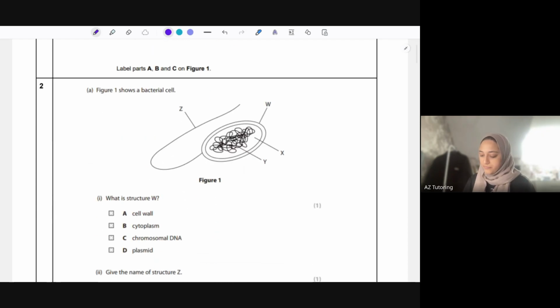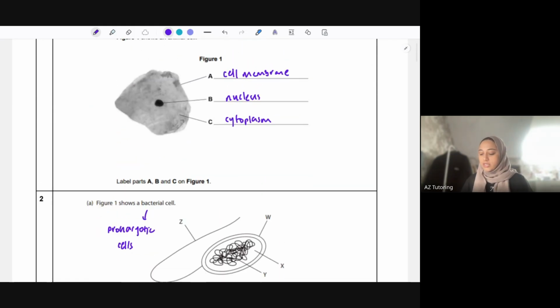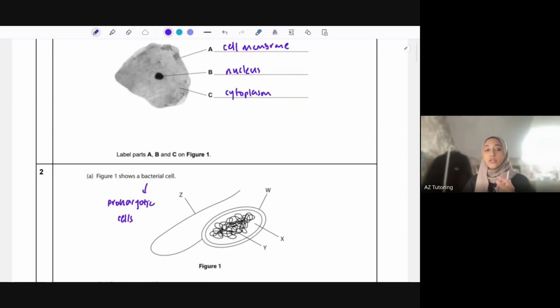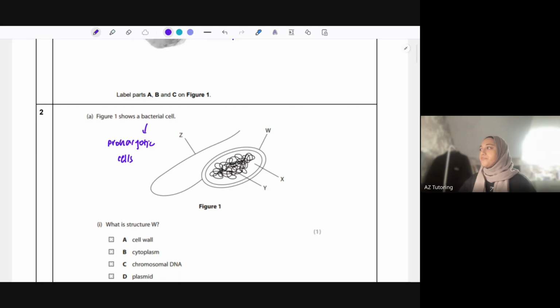Okay, that's question 1. Figure 1 shows a bacterial cell. So bacterial cells are types of prokaryotic cells. And the difference between a prokaryotic cell and a eukaryotic cell is that prokaryotic cells don't have a nucleus. They just have their DNA just free floating. So they could have it as a plasmid ring. As you can see here, it's just free floating in the middle.